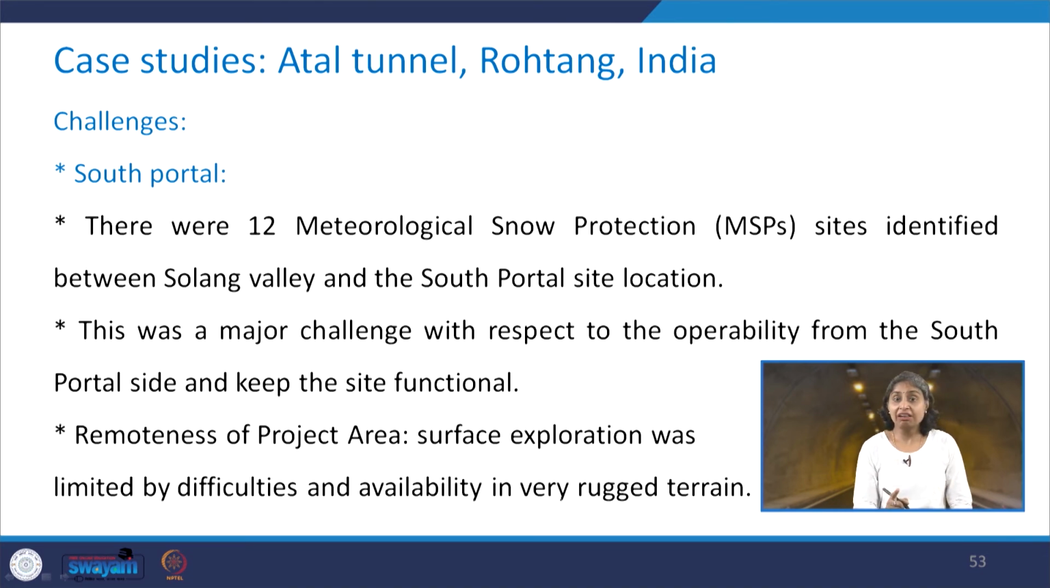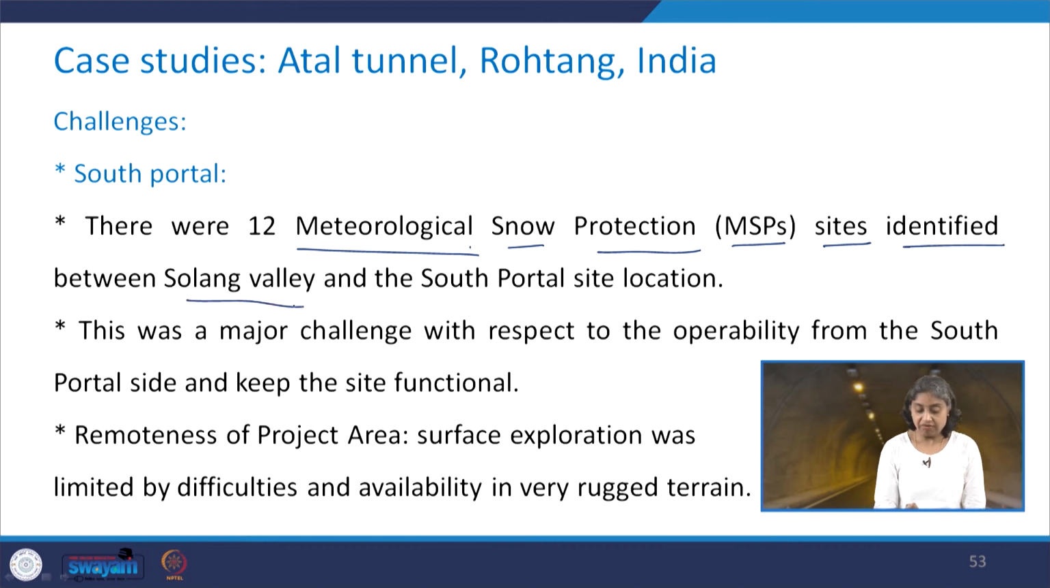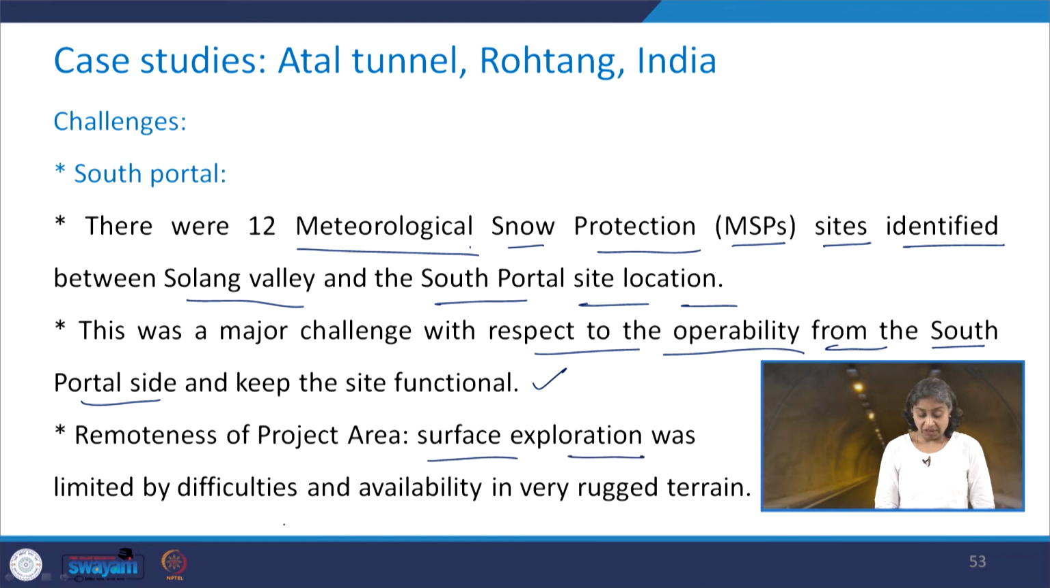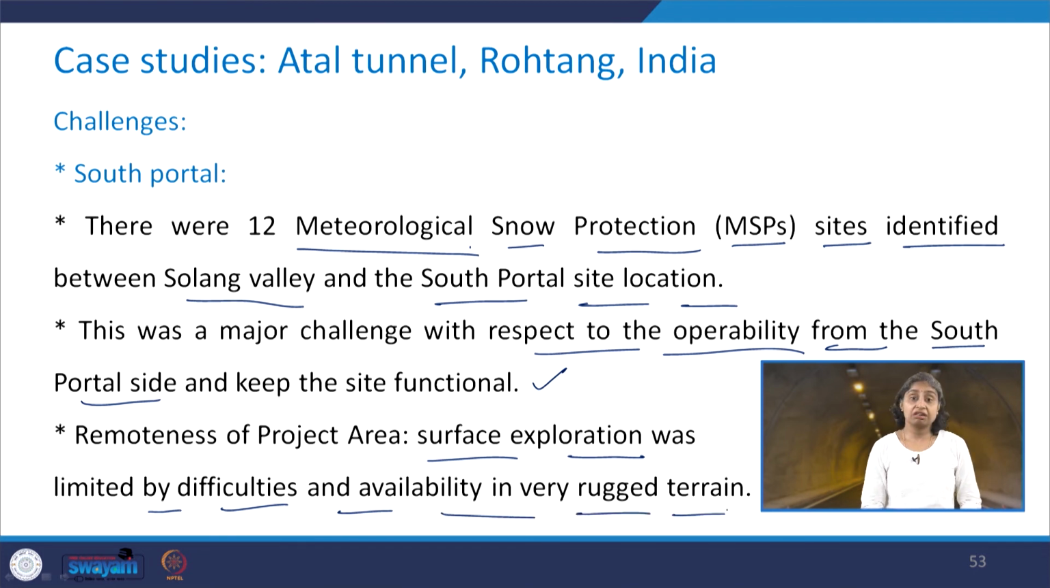So there were 12 meteorological snow protection MSPs sites which were identified between Solang Valley and the south portal site location. This was one of the major challenge with respect to the operability from the south portal side and keeping the site functional. So the remoteness of the project area caused the surface exploration limited by various difficulties and availability in very rugged terrain.